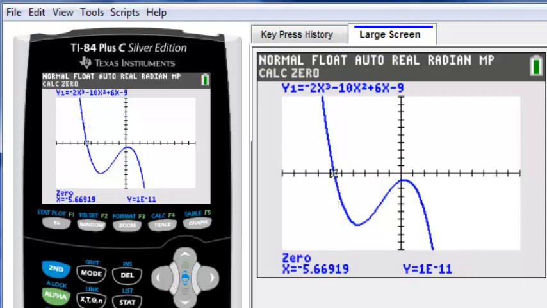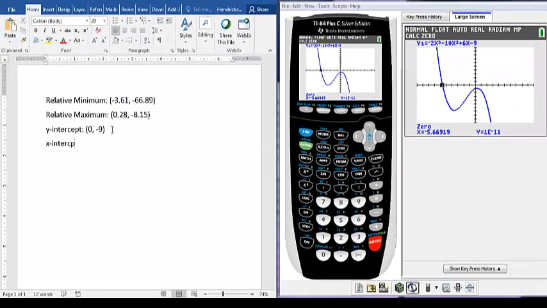And so this is telling me that my x-intercept is negative 5.670. Now 1e to the negative 11 is scientific notation that stands for 1 times 10 to the negative 11, which is 0.000. In other words, there's 10 zeros before that 1, which is basically 0.